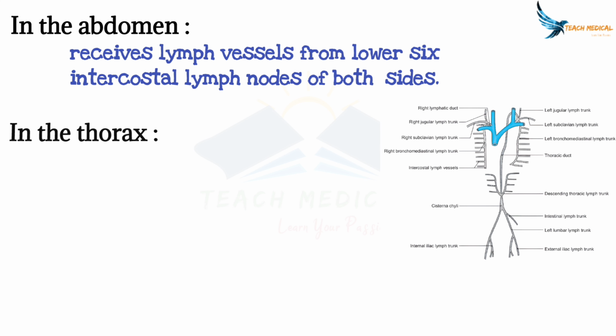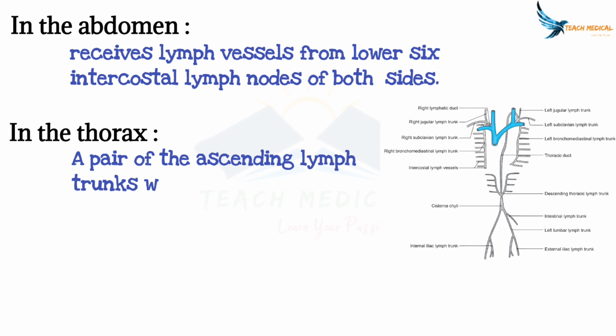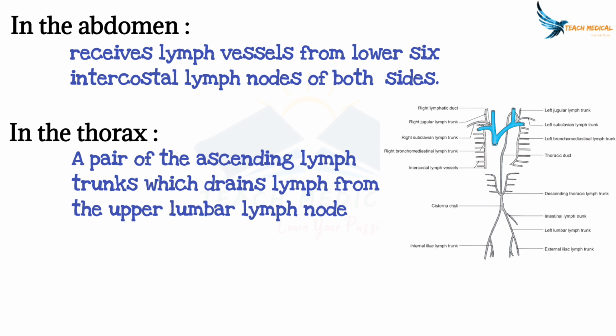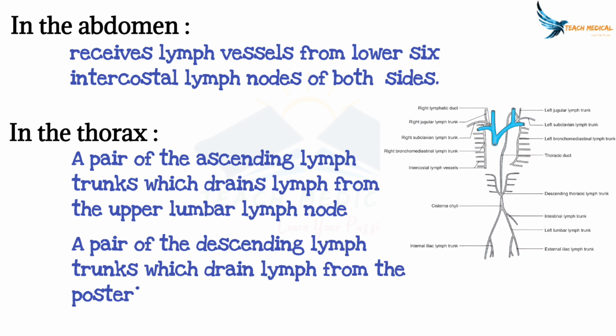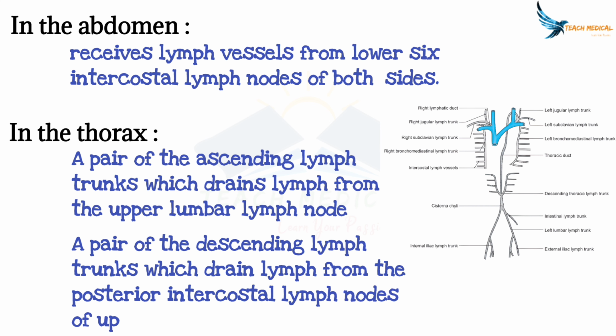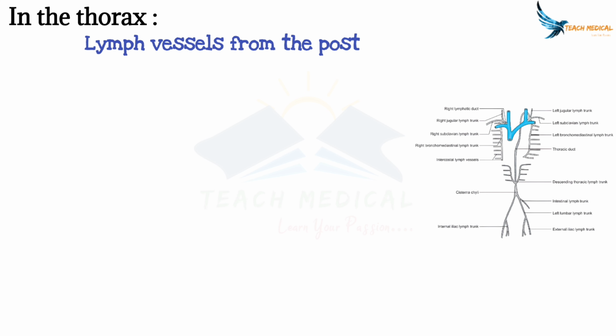B. In the thorax. 1. A pair of the ascending lymph trunks which drains lymph from the upper lumbar lymph nodes. 2. A pair of the descending lymph trunks which drain lymph from the posterior intercostal lymph nodes of upper 6 spaces. 3. Lymph vessels from the posterior mediastinal lymph nodes.